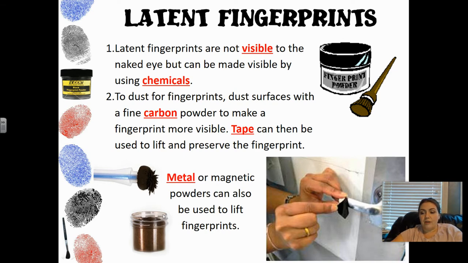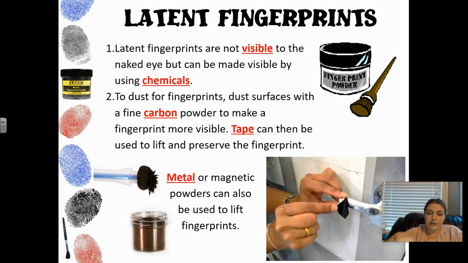So for latent fingerprints, again, we're going to focus on these because these are the ones we actually have to do stuff to see. A latent fingerprint is not visible to the naked eye, but can be made visible by using chemicals, powder, tape, that kind of stuff. To dust for fingerprints, you dust surfaces with a fine carbon powder to make a fingerprint more visible, and then tape can be used to lift and preserve the print. So we are going to try to test that out in class.